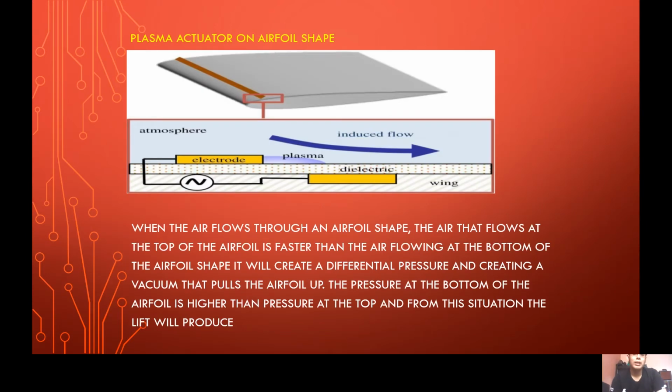Now I want to talk about the plasma actuator on an airfoil shape. When air flows through an airfoil shape, the air flowing at the top of the airfoil is faster than the air flowing at the bottom, which creates a differential pressure and a vacuum that pulls the airfoil up.